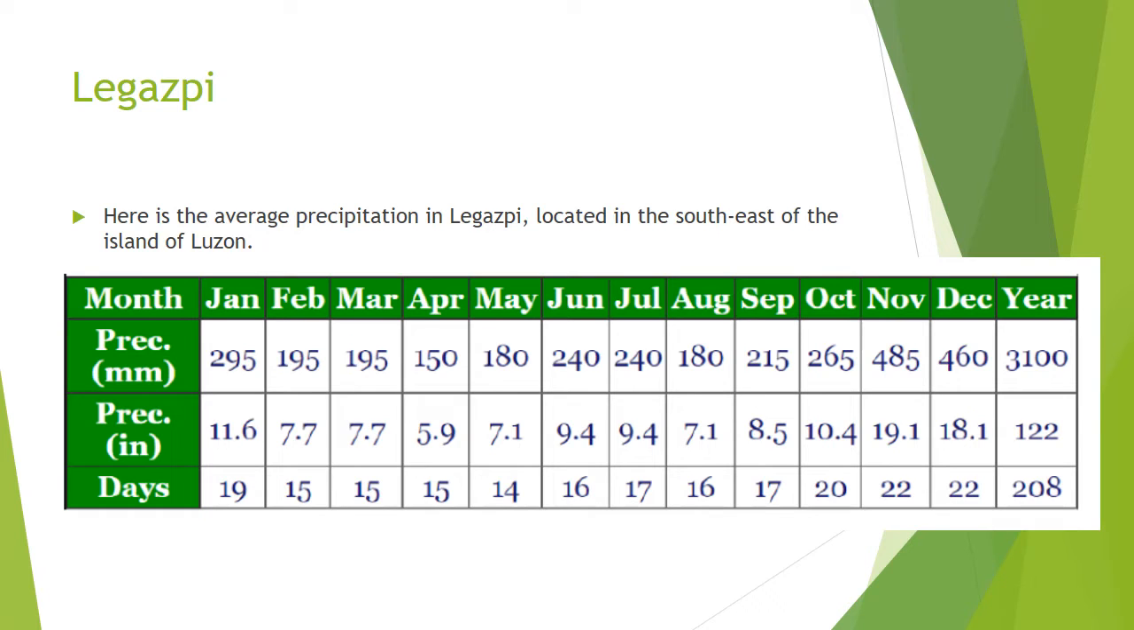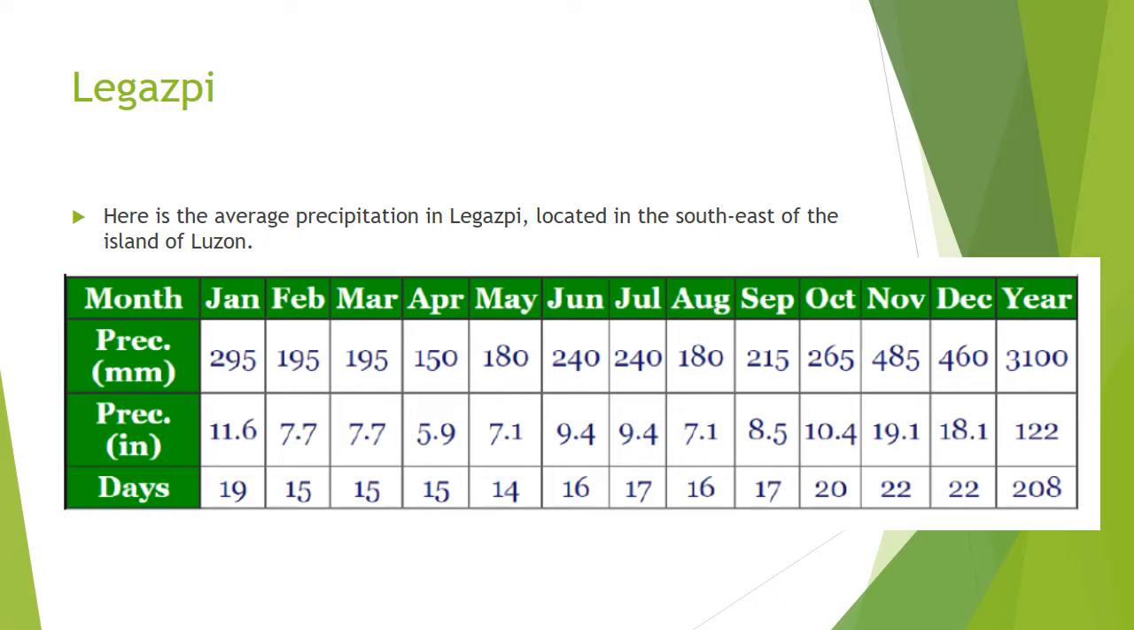So this is the table. Here is the average precipitation in Legazpi, located in the southeast of the island of Luzon. Precipitation in mm: January, we can see here 295, February 195, March 195, April 150, 180, and so forth. In a year, there is a total of 3,100.